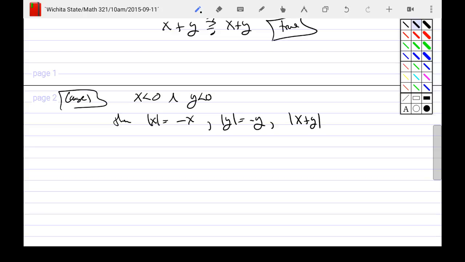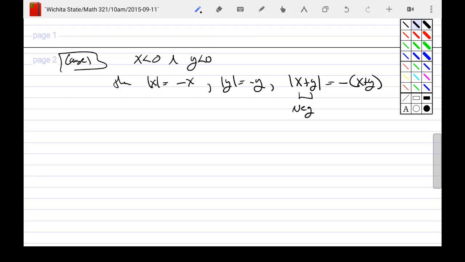All right. Both of these are negatives. What's a negative plus a negative? It is negative. And what does the absolute value do to negative numbers? Make them positive by giving them an extra minus. Everybody good? All right.